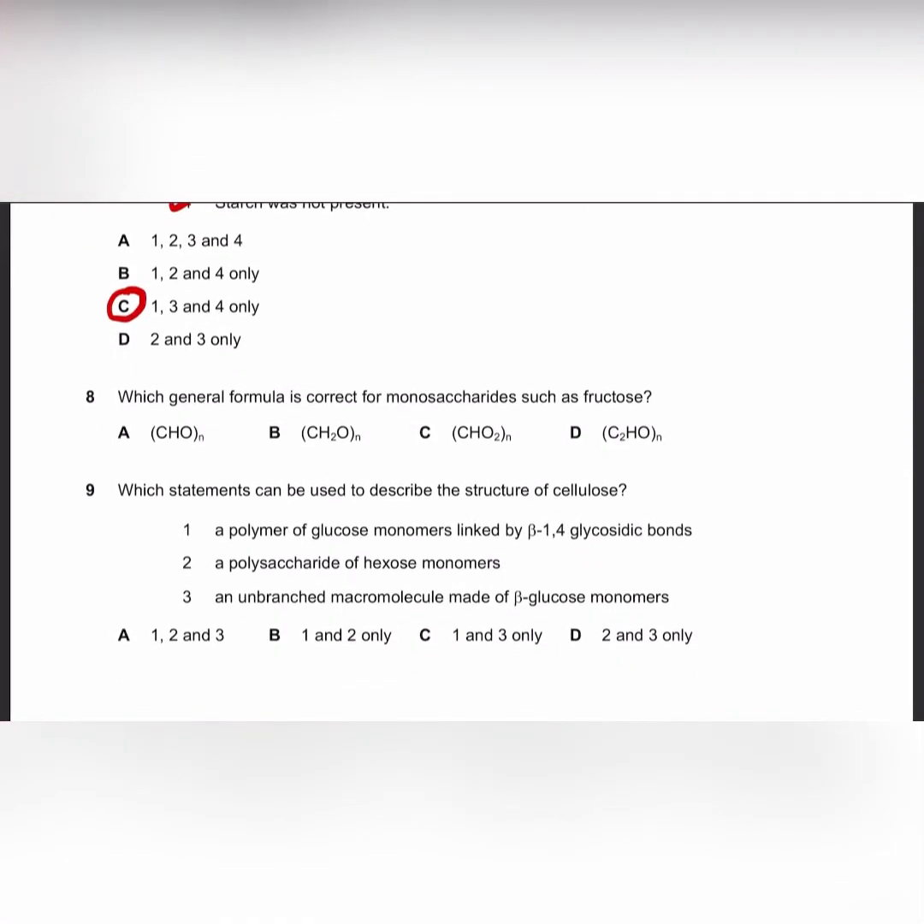Which general formula is correct for monosaccharides such as fructose? As you all know, and I also mentioned in my lectures, the general formula for monosaccharides is (CH2O)n, where n is the number of carbon atoms. So the answer is B.